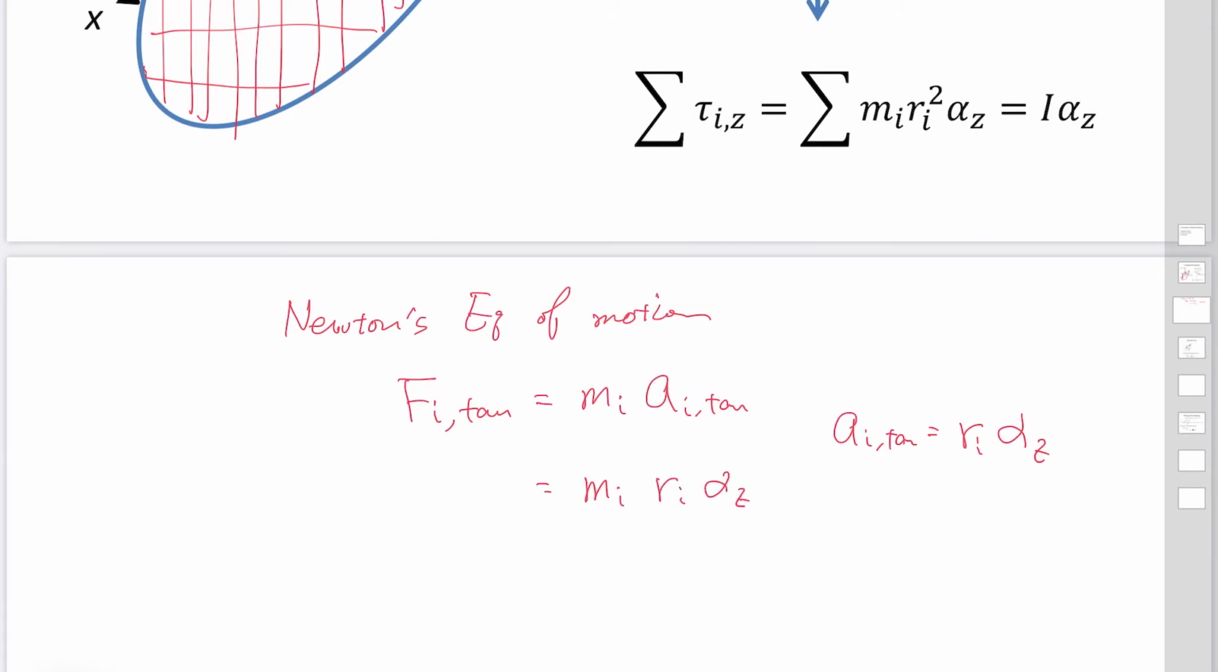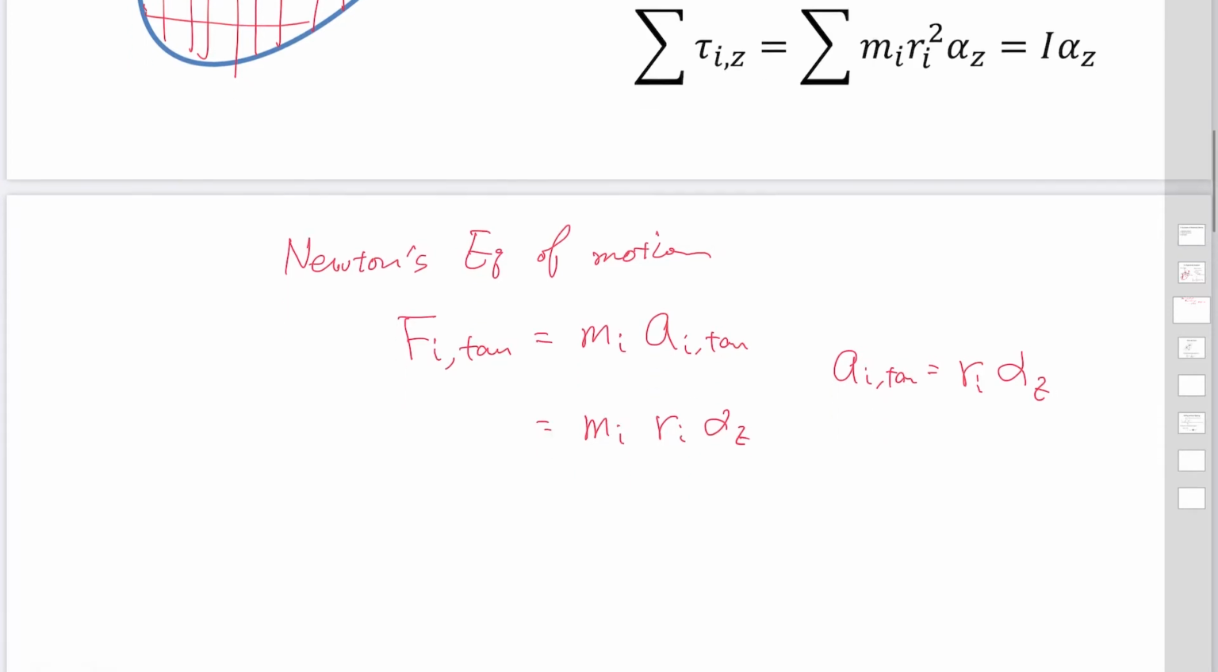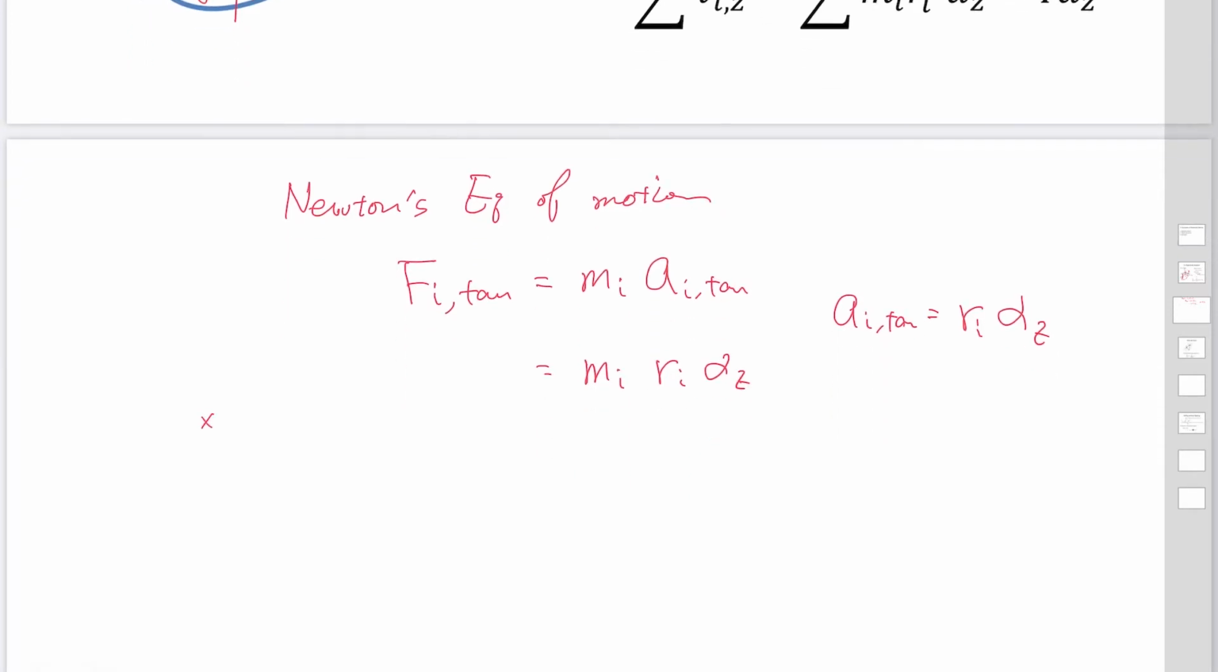And the alpha z is the same at all points inside of a rigid body object. And then you can multiply r sub i on both sides of the equation. Then r sub i f sub i, tangential component of the force, equals m sub i r sub i squared alpha z.